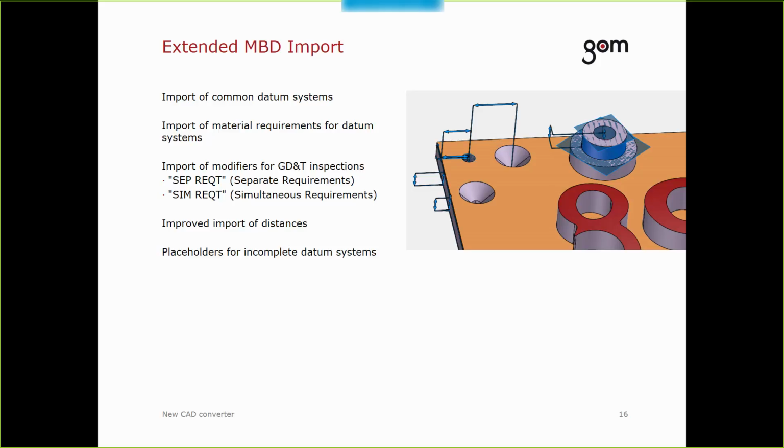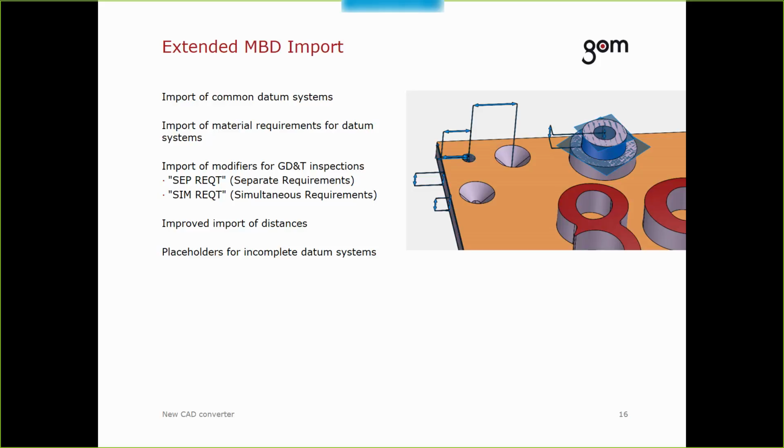In GOM Software 2016, the import of common datum systems is now possible. Furthermore, you can import datum systems with material requirements, for example MMR. You can import 2 modifiers for GD&T inspections. These modifiers are separate requirements and simultaneous requirements.